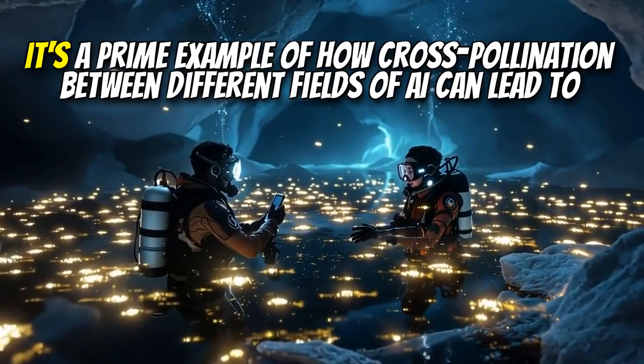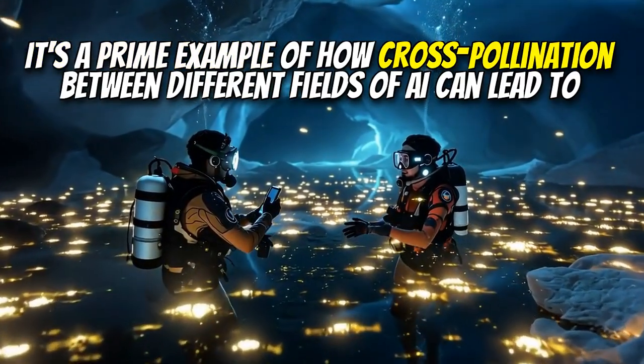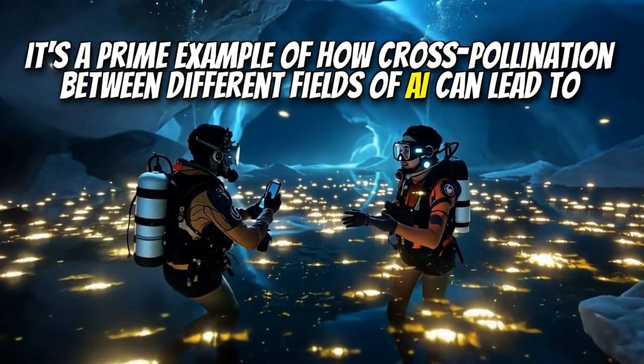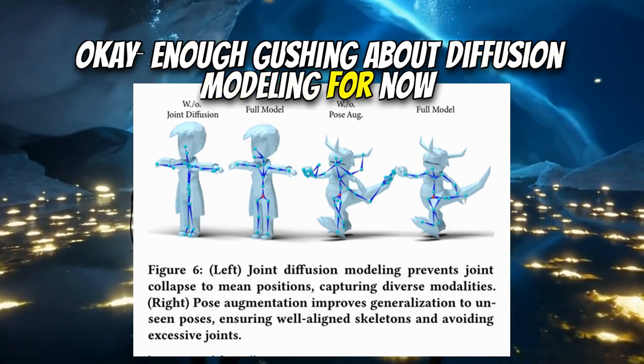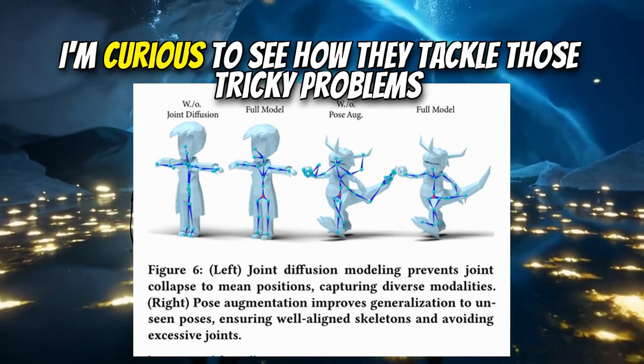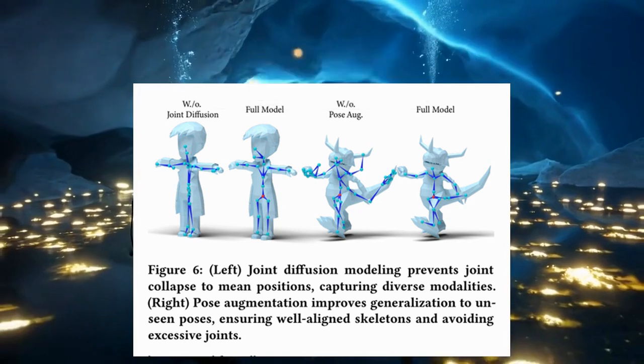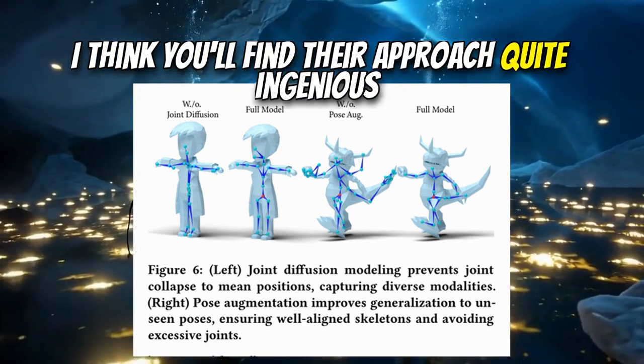I couldn't agree more. It's a prime example of how cross-pollination between different fields of AI can lead to groundbreaking results. Okay, enough gushing about diffusion modeling for now. Let's dig into those ambiguities. I'm curious to see how they tackled those tricky problems. Let's do it. I think you'll find their approach quite ingenious.